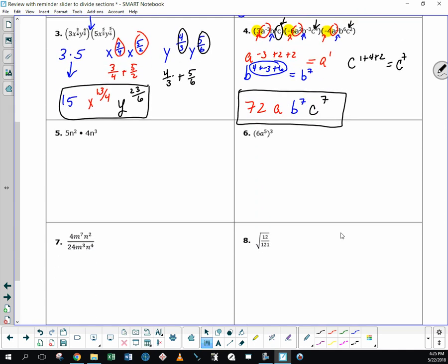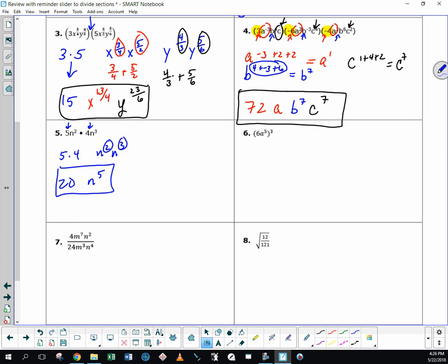Taking a look at number 5, number by number, letter by letter, 5 times 4, and then n squared times n cubed. So I end up with 20 and n to the 5th, because all I'm doing is adding 2 plus 3. And so I get 20n to the 5th.